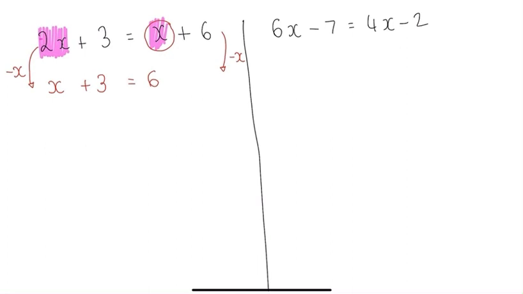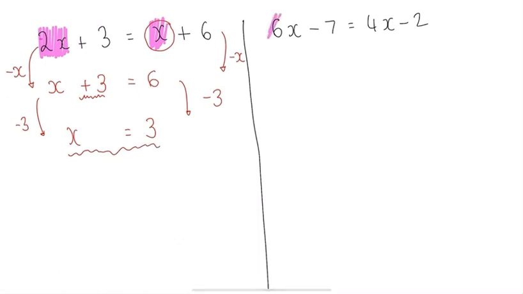Now that's a lot easier to solve because we've got x plus 3 equals 6. You might be able to solve it in your head, but let's do this formally. To get rid of this 3, we need to do the opposite, which is taking away that 3. So we're going to get x equals 3. So that would be our first one. Let's have a go at this second one.